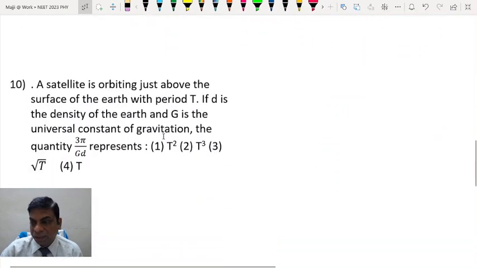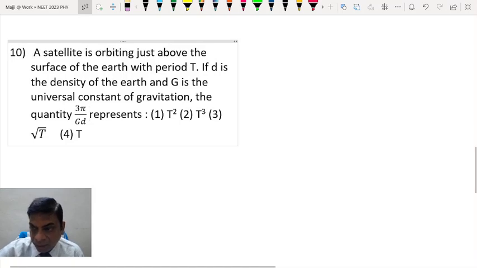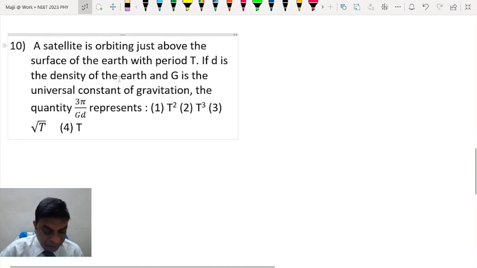Then moving on to the next question. A satellite is orbiting just above the surface of the earth with period T. If d is the density of the earth and G is the universal gravitational constant, the quantity is.